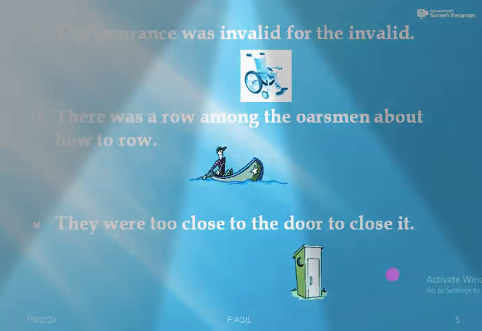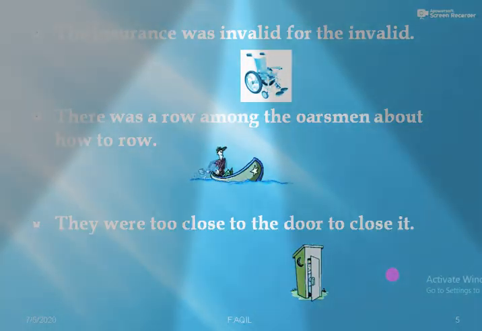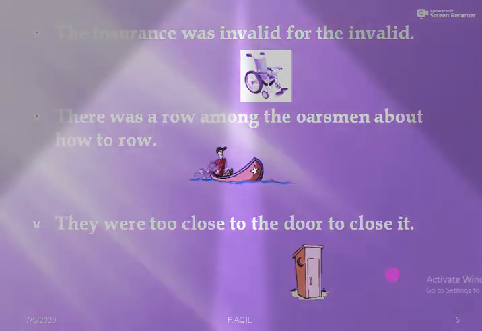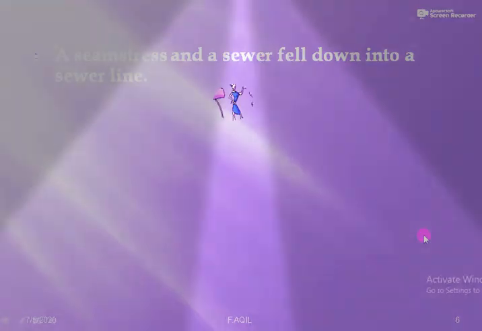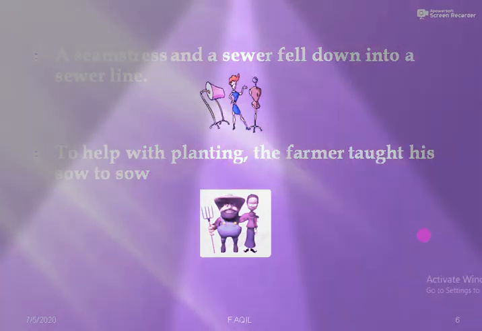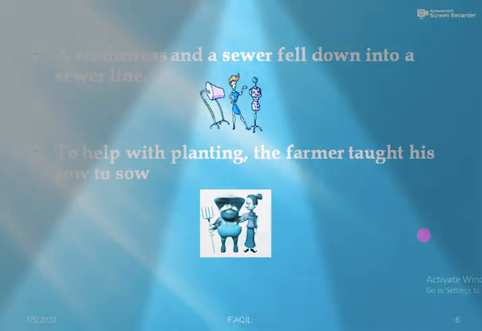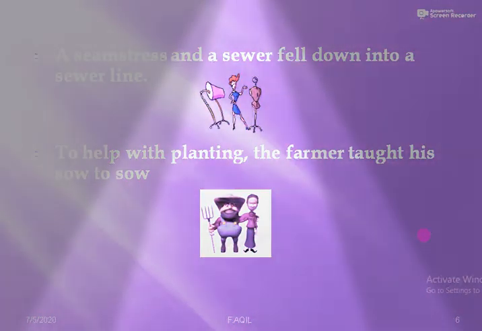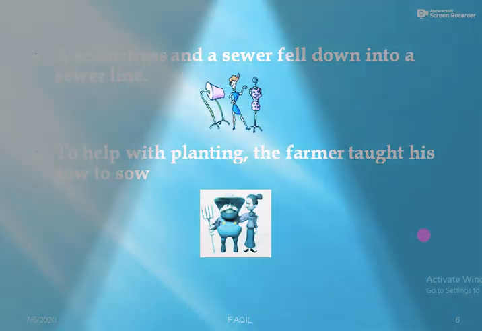And the second close means to shut. When you shut something, like you have a box and it has a lid on it, you close it, that is you put the lid on the box, you're covering it. So they were too near to the door to shut it. See, English is really interesting, same words, but different meanings. Okay, the next one now. A seamstress and a sewer fell down into a sewer line.